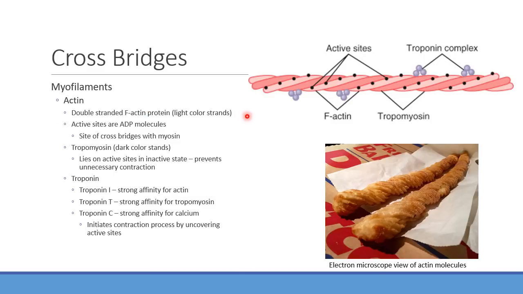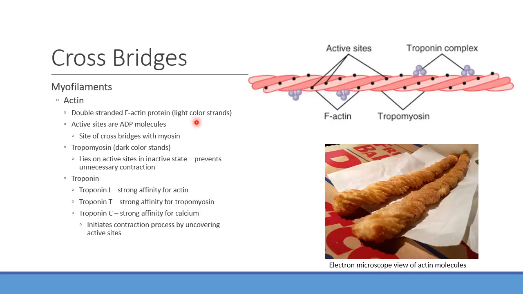Typically, the actin itself, the thin portion here, is going to be a tight helical structure of a few different proteins. There's the actual F-actin, which is kind of a double strand, two light pink lines here. This is the F-actin itself. There's a tropomyosin, which is the dark line here, and then there's a troponin complex. I'll talk about how all these function in just a moment.